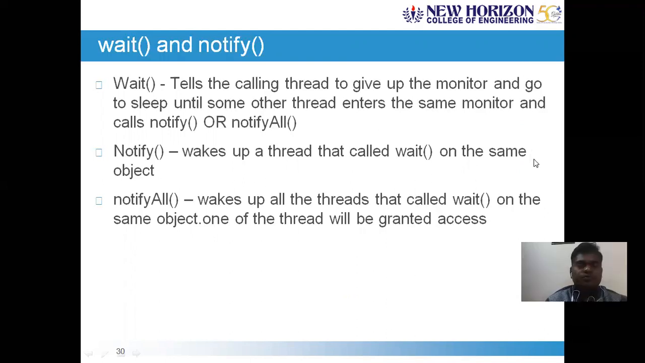Now, this wait method tells the calling thread to give up a monitor and go to sleep mode until some other thread enters the same monitor and calls notify or notify all. Which means that, assume that you have two threads called T1 and T2, and if a wait method is called on T1, that means T1 has occupied the monitor, which means the resource.